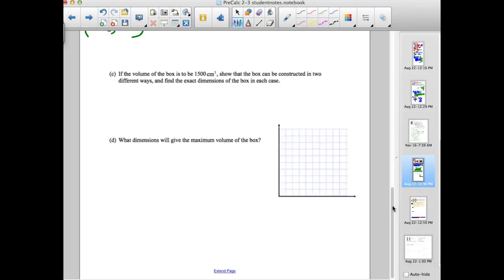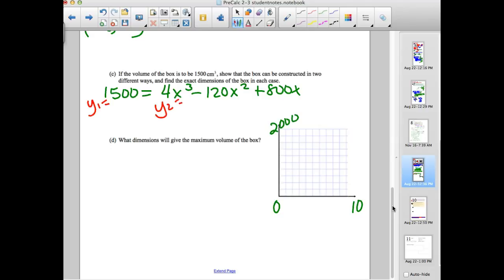All right, so if we think about graphing this, an appropriate window, again, 0 to 10 for that relevant domain. And then since we're trying to get up to seeing 1,500, let's go up maybe to 2,000. We are going to put in 1,500 equals our equation 4x cubed minus 120x squared plus 800x. Again, we're going to put this in as y1 and as y2 for that side and look for where they cross. So again, we have that piece of our cubic graph, and we're coming across at 1,500. Okay, so pause the video for a minute and find these two spots.